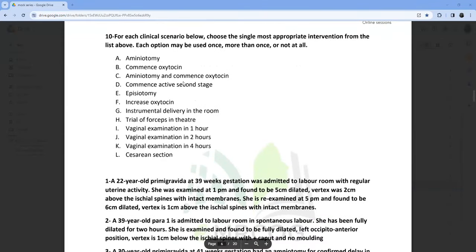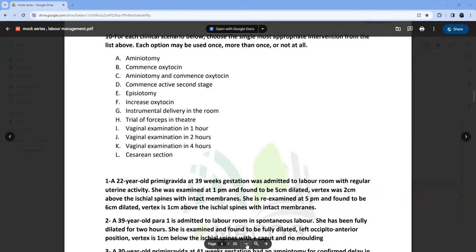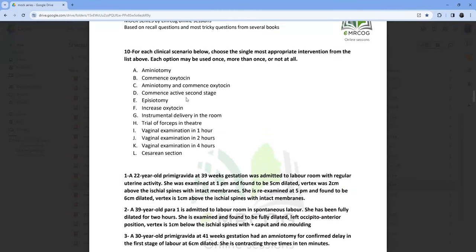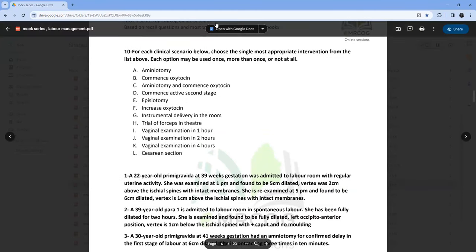Okay, this is an EMQ question, in the old style. Please, guys, have a look at this EMQ and then tell me your answers from question 1 to 3.